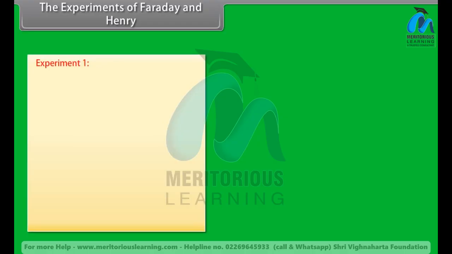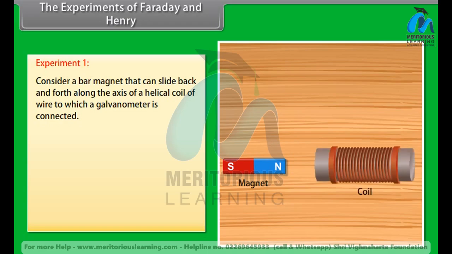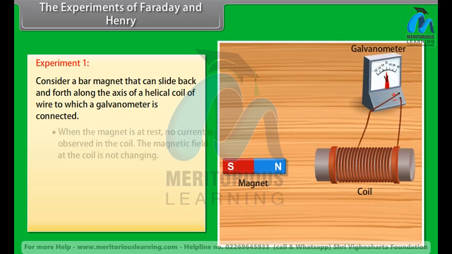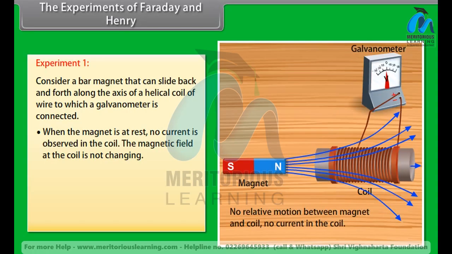Experiment 1. Consider a bar magnet that can slide back and forth along the axis of a helical coil of wire to which a galvanometer is connected. When the magnet is at rest, no current is observed in the coil. The magnetic field at the coil is not changing.